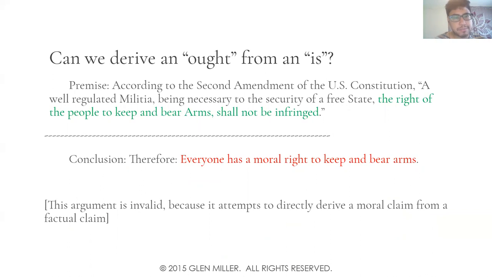So as another example of trying to derive an ought from an is, take as a premise in an argument, according to the Second Amendment of the US Constitution, a well-regulated militia being necessary to the security of a free state, the right of the people to keep and bear arms shall not be infringed. One conclusion someone might reach is that, therefore, everyone has a moral right to keep and bear arms.